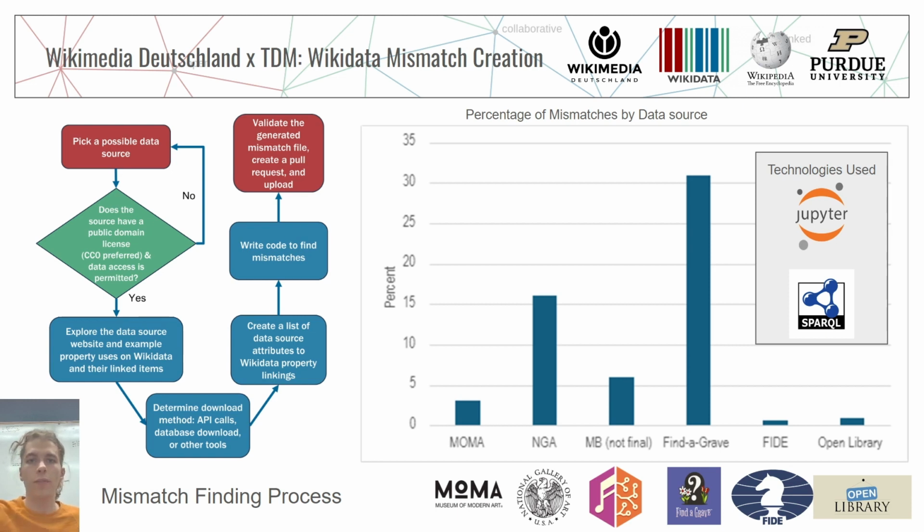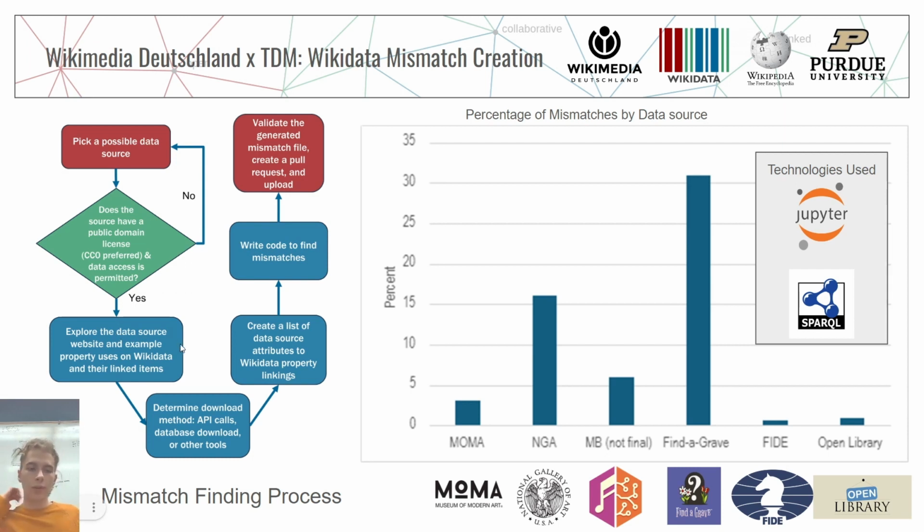This project is about finding new mismatches between Wikidata and selected data sources and reporting them to the Mismatch Finder. So, how do we go about finding these mismatches? As you can see here, we got a fancy flowchart that kind of helps us. Each member of our team picked a possible data source, and we had to make sure that it had a public domain, meaning no copyright, and we're permitted to access the data by the terms of use. If not, we'd have to pick another one, but if it is, we could continue with the process.